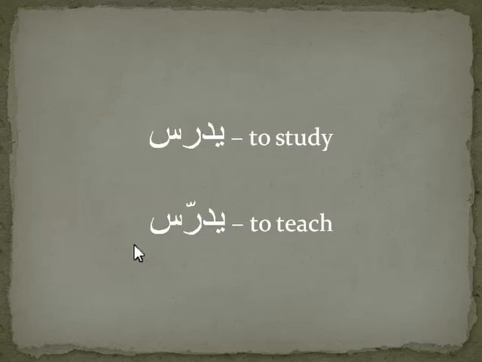Now, before we look at it, go ahead and sound out what the vowel pronunciation should be. Pronounce both of these with the vowels in them. Ready? First one, to study. Right. To teach. Exactly. Okay. To study. Yedros. There is no shedda here, so there is no vowel here. Yedros. 2 syllables. Yedros.